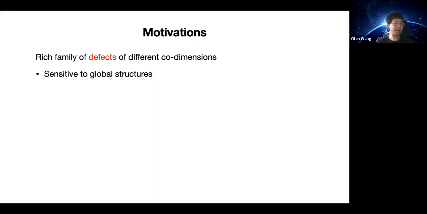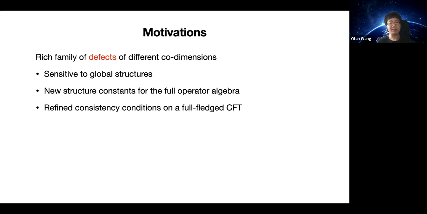These defects are interesting and important observables to be studied. For example, they are sensitive to global structures of the gauge theory, which are otherwise invisible to local correlation functions. They also give rise to new structure constants for the full operator algebra. And by studying constraints on these new structure constants, say from unitarity and crossing, one can derive some refined consistency conditions on a fully fledged extended CFT.